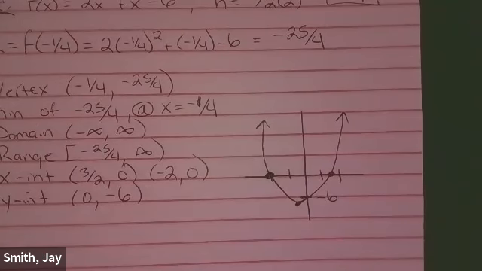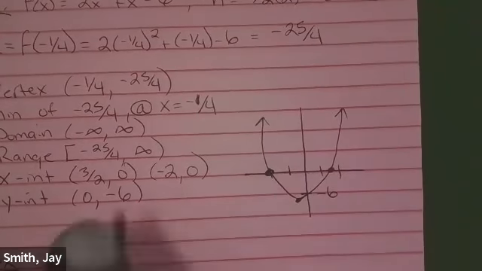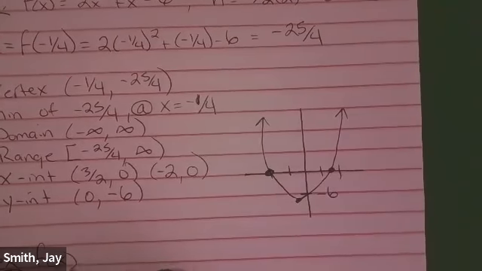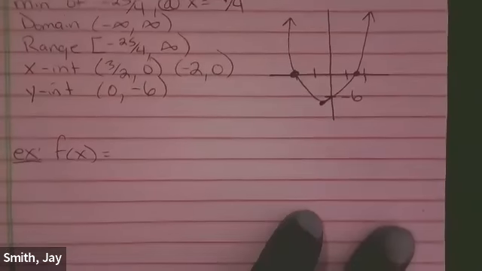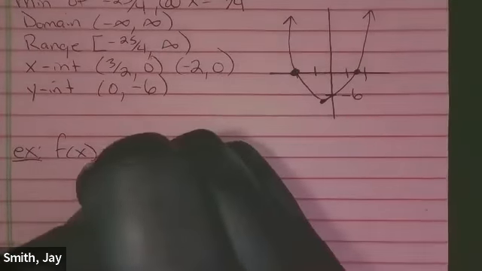Any questions on that one? So the last type of problem doesn't have any x-intercepts, still dealing with a quadratic though. Here we're given f of x equal to 2x squared plus 4x plus 5.